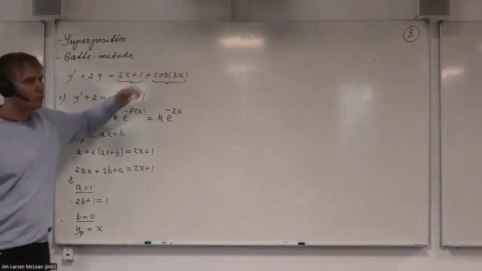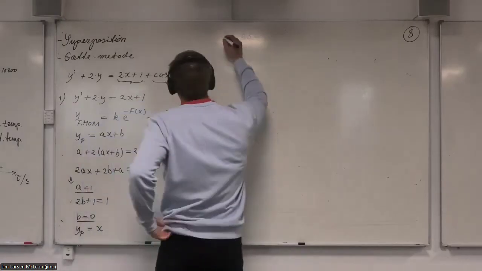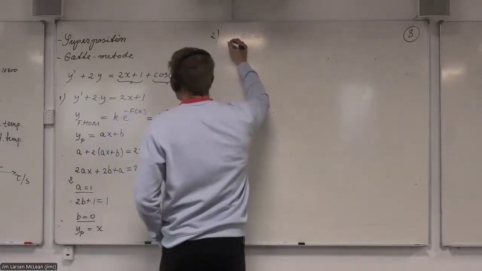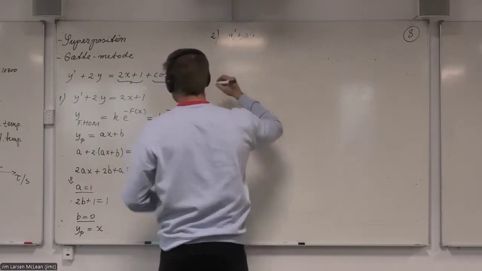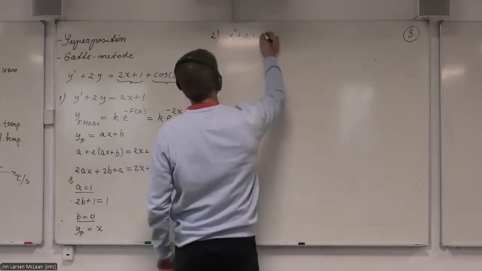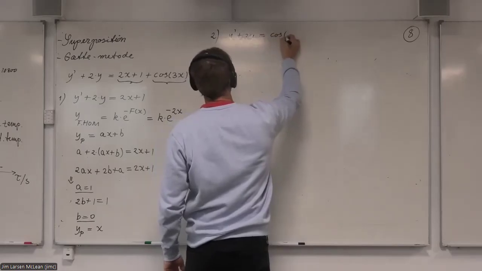And there is only k. Remember to triple check. So I get a differential equation that is y prime plus 2 times y. We need it to equal cosine of x.